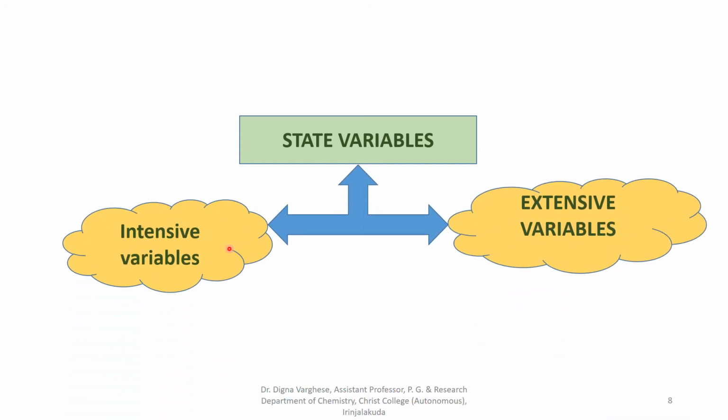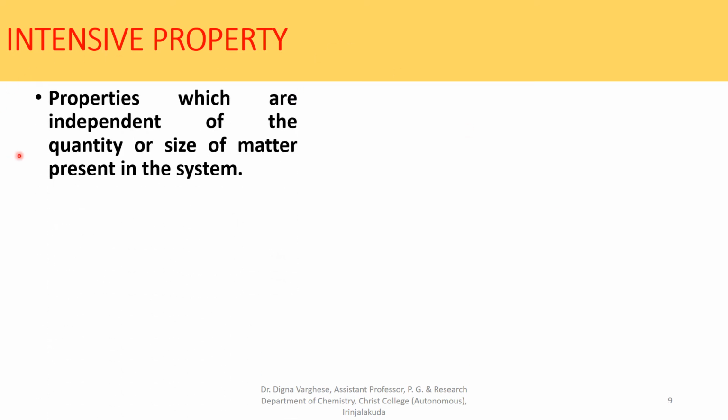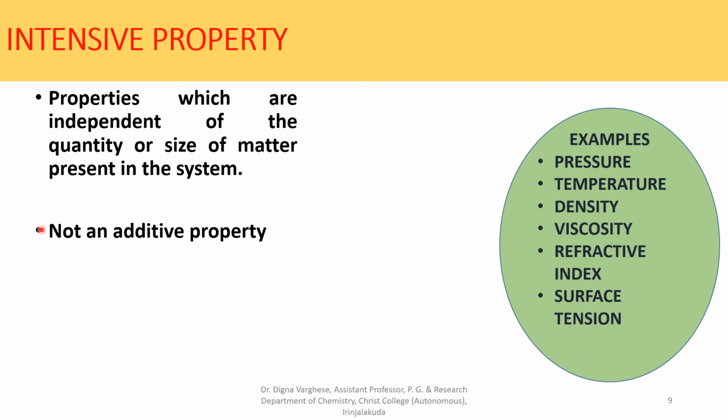The state variables may be classified into two groups. One is intensive variables and the other one is extensive variables. Intensive property and extensive property. Intensive properties are properties which are independent of the quantity or size of the matter present in the system. It is not an additive property. Examples for intensive properties are pressure, temperature, density, viscosity, refractive index, surface tension.